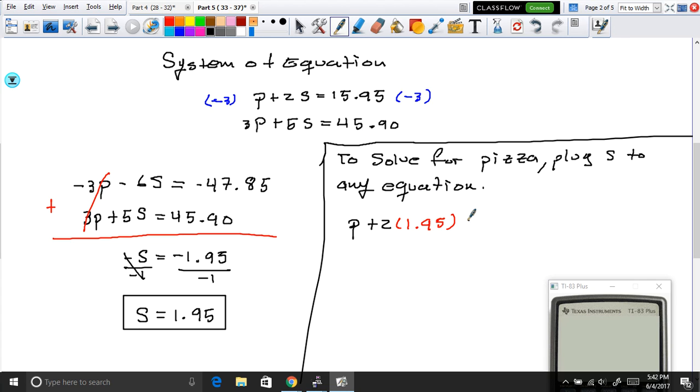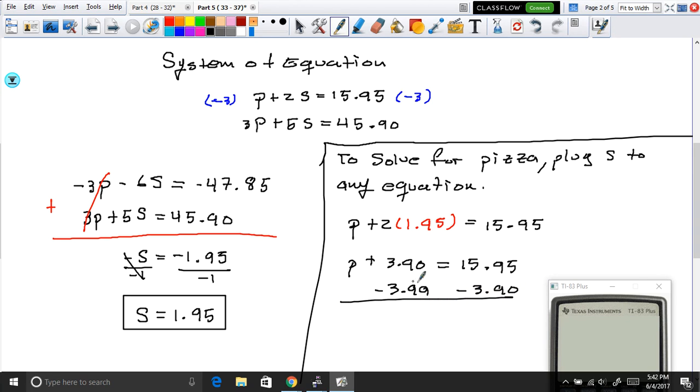And this is still equal to 15.95. Now if we do that, we're going to have P, oops, not an equal, but a plus, P plus 3.90. 2 times 1.95 is 3.90. And this is equal to 15.95. Let's solve for P. To solve for P, let's subtract 3.90 from both sides. So now this is saying that the pizza is equal to 12.05.